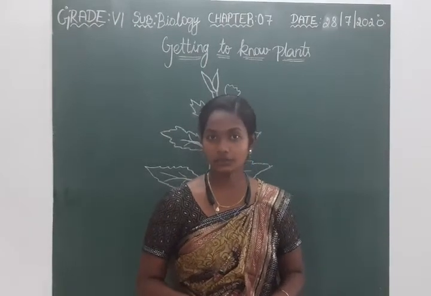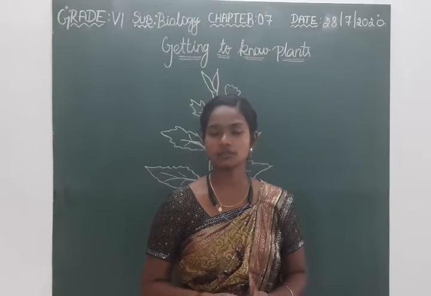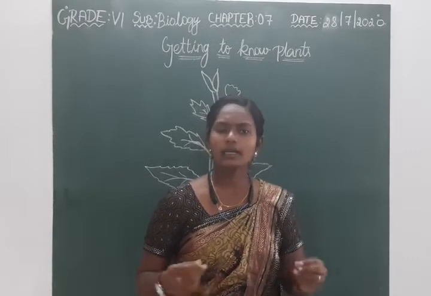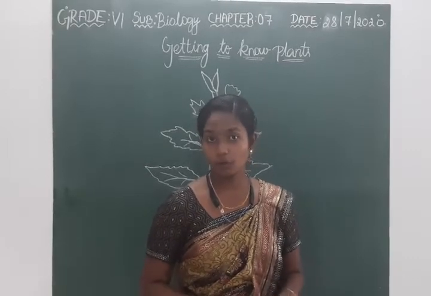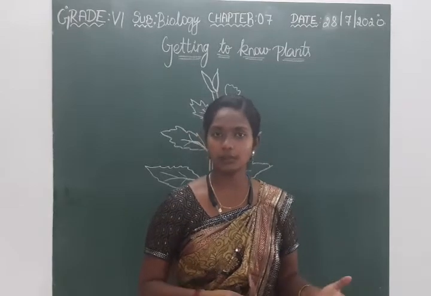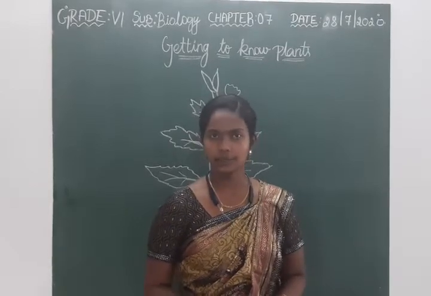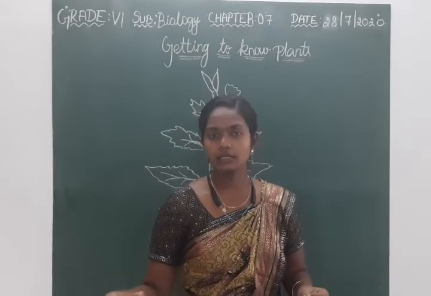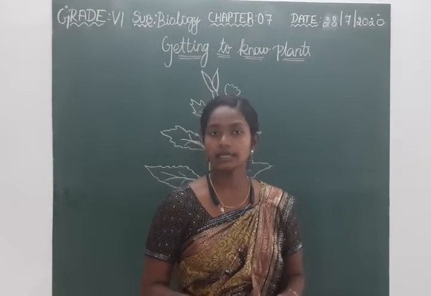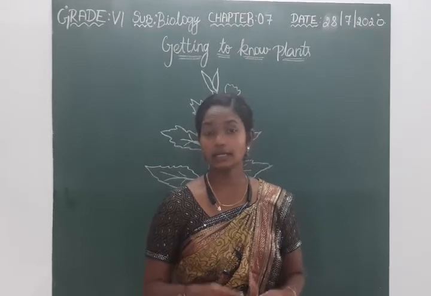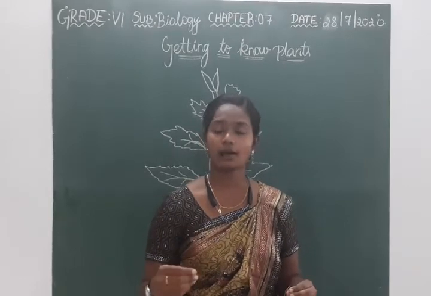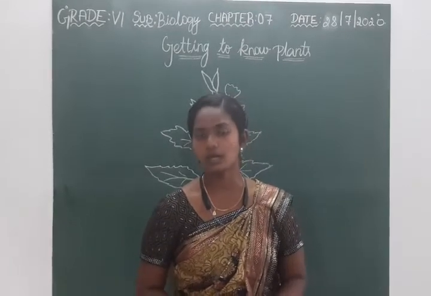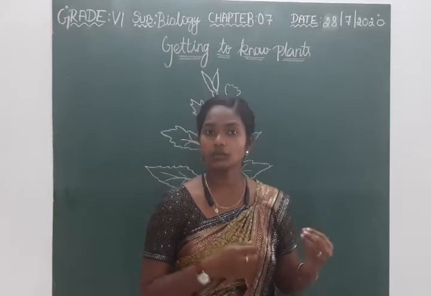Today, we are going to start the new chapter, the seventh chapter, Getting to Know Plants. On this earth, different life forms are present around us, for example plants, animals, and insects. Each organism, each living thing on the earth, has different body parts, and all the body parts have a specific role to perform. First, we are going to learn about the plants.